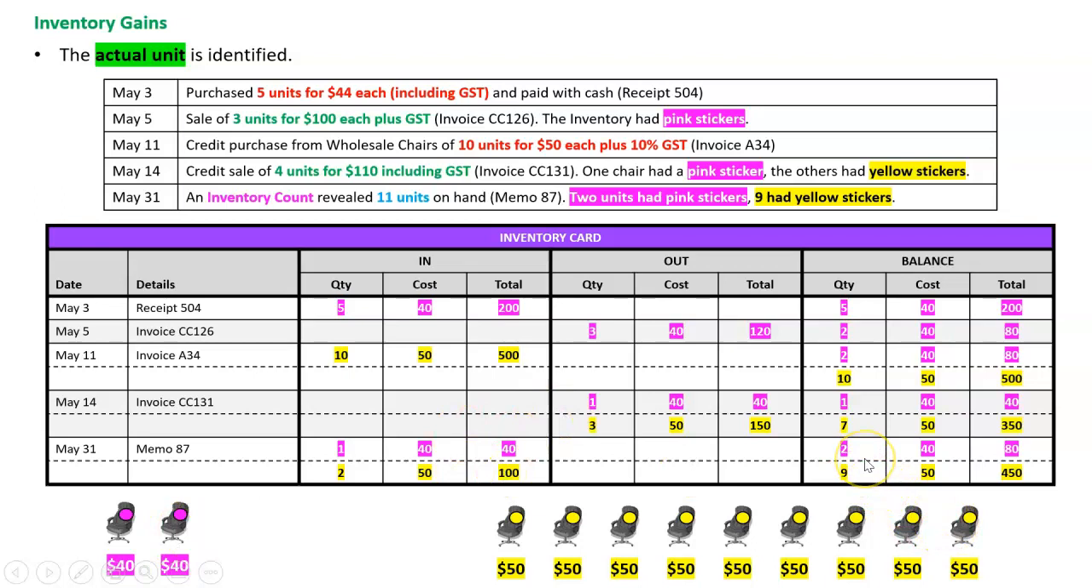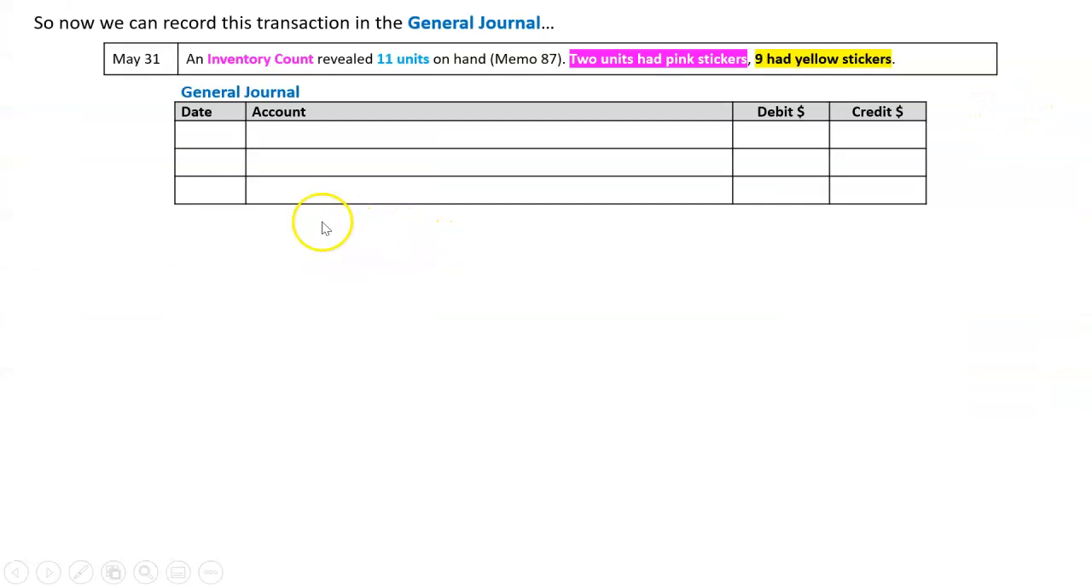So that means I'm left with 2 units at 40 and 9 units at 50. Now 2 and 9 is 11. That matches my total here. So that's excellent. And the reason I'm doing this is so I can do my general journal entry. So the general journal entry required for an inventory gain is a debit to inventory because it's going up, and a credit to a revenue called inventory gain, but I don't know the amount.